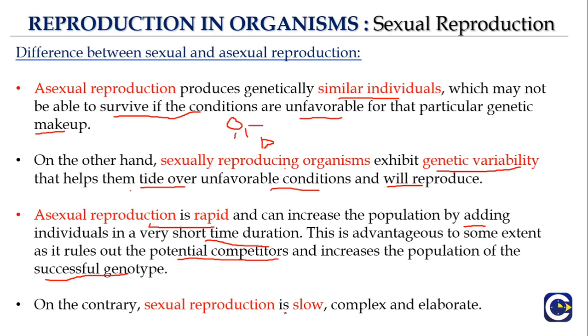On the contrary, sexual reproduction is slow, complex and elaborate. First both the gametes will meet, and then it will take a while till the embryo develops and till the next generation comes out. So, these are the differences between asexual and sexual reproduction, which you definitely should know.